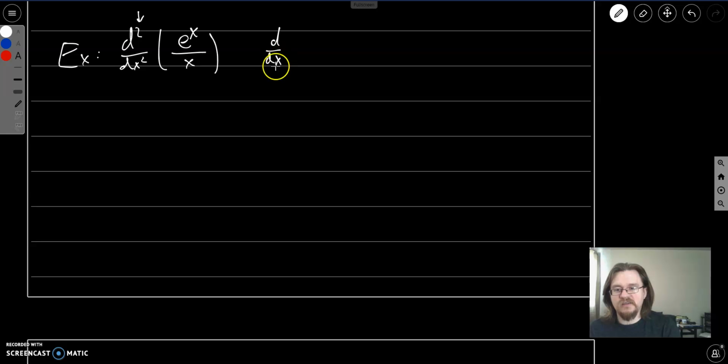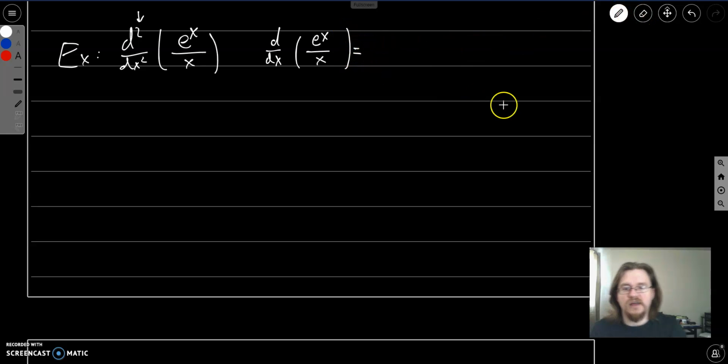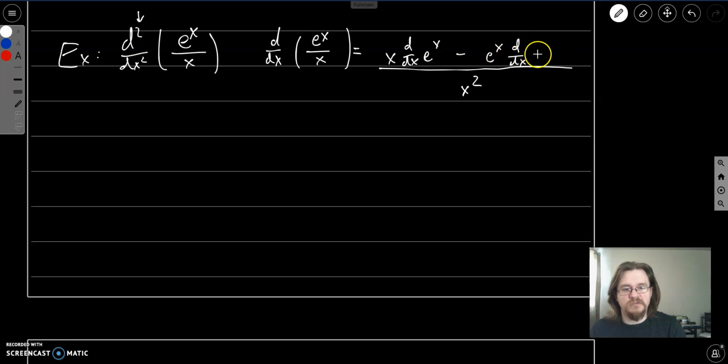So let's just take the first derivative of our function e to the x over x. This is again going to be another fraction. On the bottom of the fraction, I will have an x squared. I'll take the bottom squared. And for the top of the fraction, I take the bottom times the derivative of the top minus the top times the derivative of the bottom.